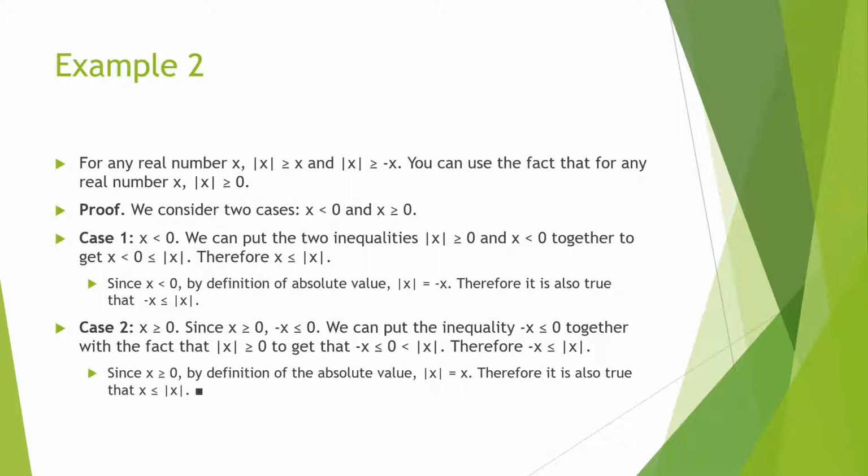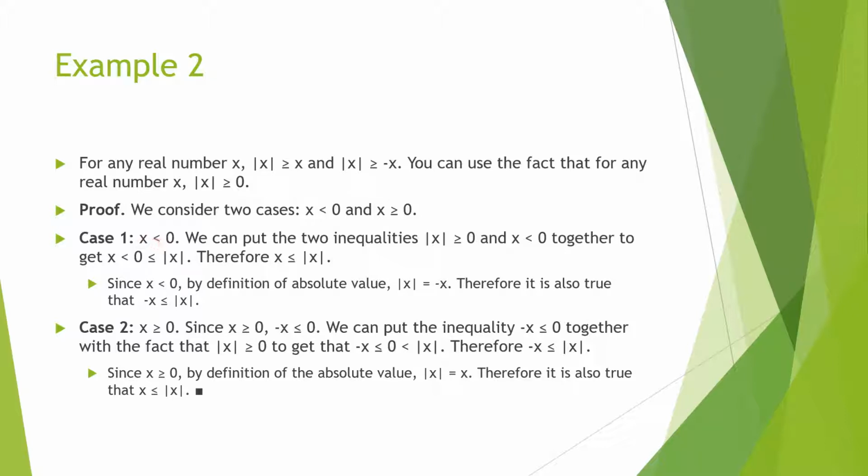We need to consider two different cases. A real number can be negative or it can be non-negative, which means greater than or equal to 0. In the first case, we consider the negative case. In the second case, we consider the non-negative case. If we prove the claim for both cases, then we are done proving that absolute value of x is greater than or equal to both x and negative x. Let's take a look at the first case.